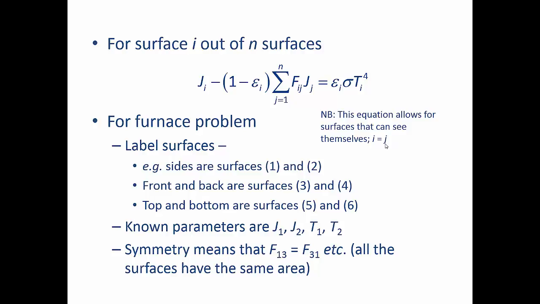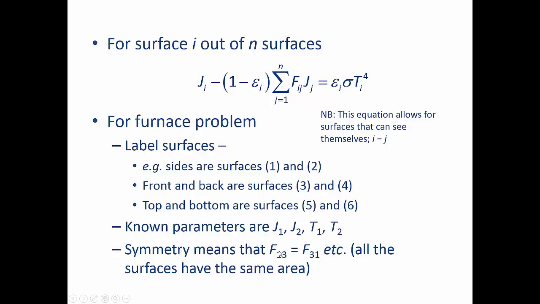Coming back to my furnace problem, I actually have a total of 6 surfaces. I'm going to label the 2 sides which are heated as surfaces 1 and 2, then the front and back as surfaces 3 and 4, and the top and bottom as surfaces 5 and 6. I know the radiosities of the 2 side surfaces, so I know J1 and J2. I also know the temperatures of those 2 surfaces, so I know T1 and T2.